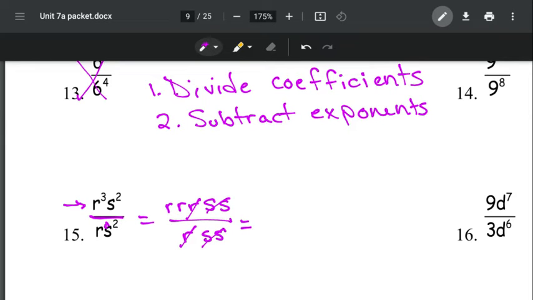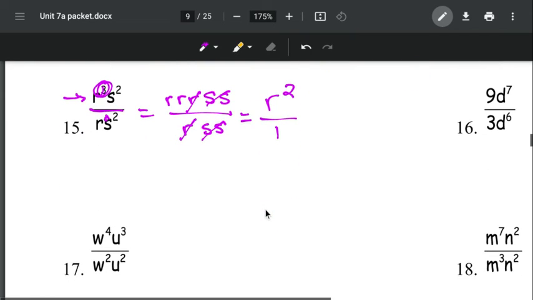So I'm left with 2 R's on the top. So I say R squared. And then if you want to, place a placeholder in the denominator, you put a 1 there. So when you subtract your exponents, you put your answer where the bigger exponent is. Pretty tricky stuff.